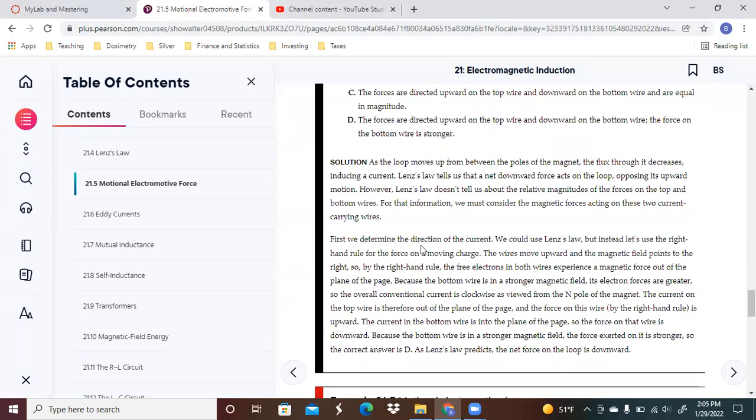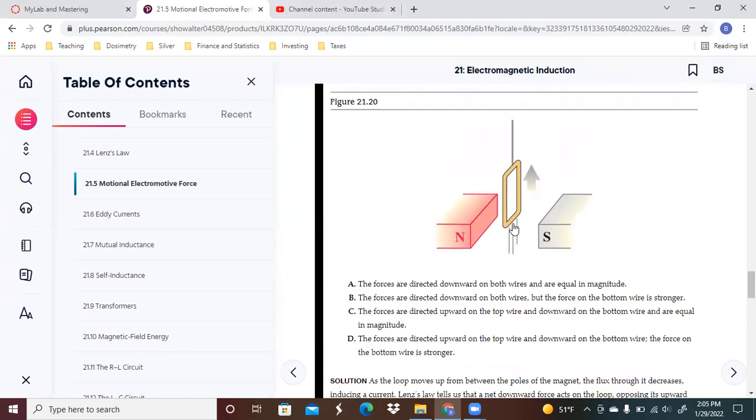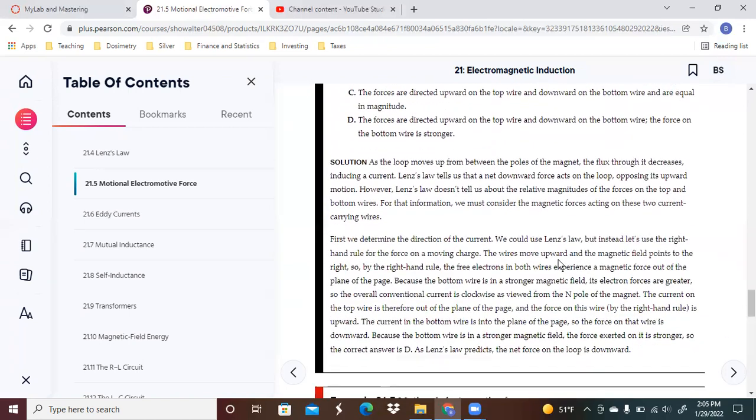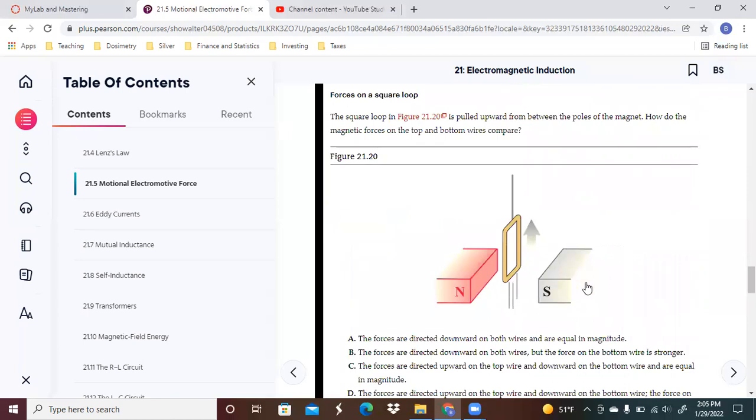So first we determine the direction of the current. We could use Lenz's law, but let's use the right-hand rule. The wires move upward and the magnetic field points to the right. In other words, the wire is moving this way. That's the velocity. And the magnetic field points to the right because we're going from the north to the south pole.